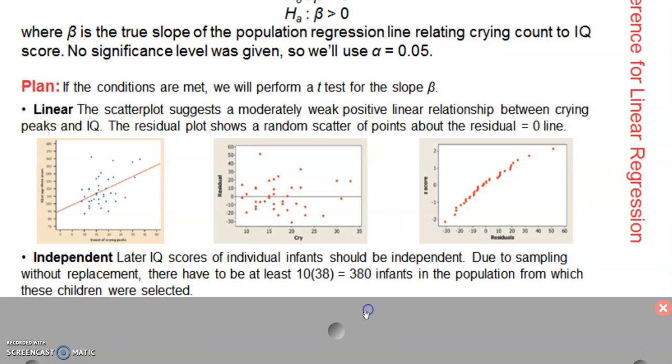Next, the independent condition. IQ scores of individuals should be independent, so that's fine. And then because we're sampling without replacement, we check the 10% condition. And yes, it seems reasonable that there are at least 380 infants in the population.